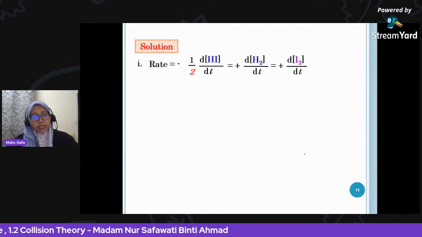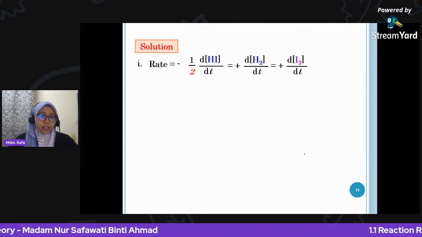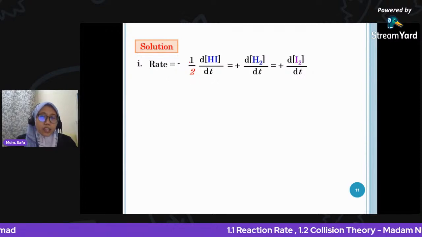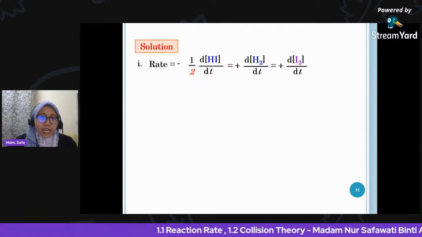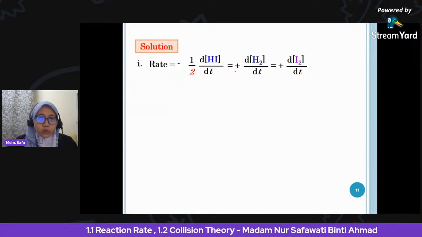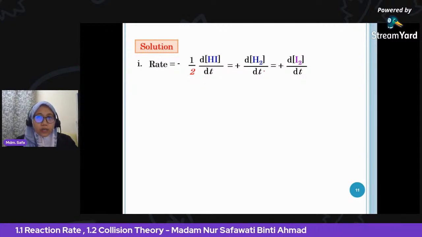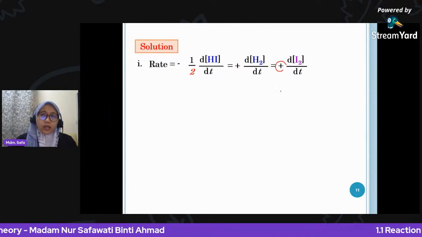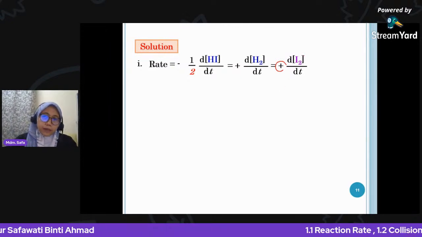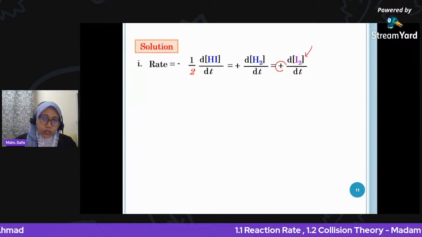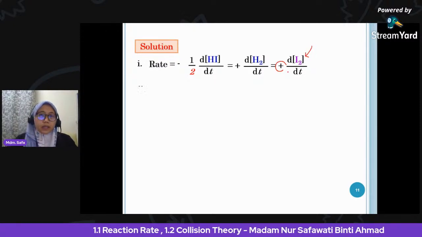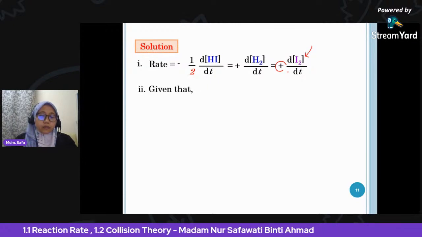So the differential rate expression for this reaction is rate equal to negative 1 over 2 d[HI] over dt, equal to positive d[H2] over dt, equal to positive d[I2] over dt. Okay, so kena tulis the bracket here, it shows the concentration. So kena letak bracket yang petak ni, tak boleh yang biasa. Alright, and then number 2.